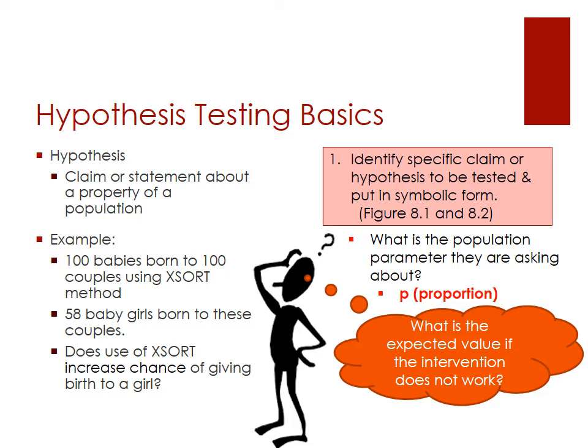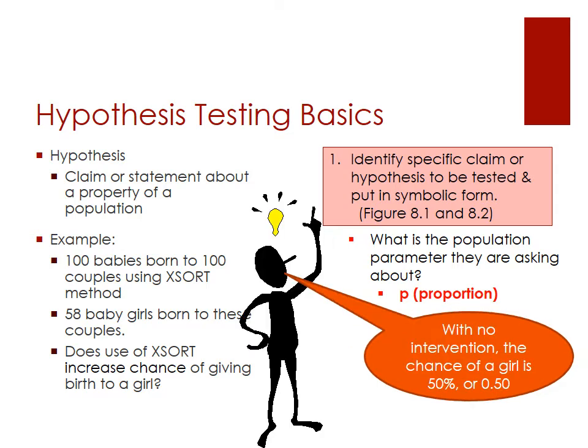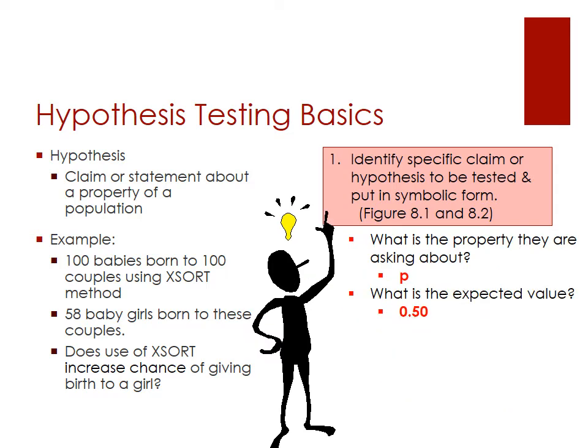Okay, so the next thing we need to do is, what is the expected value if the intervention does not work? So if nothing happens, if this XOR method does not work here, what is going to be the expected value? With no intervention, the chance of having a girl is 50% or 0.5. So there's the answer for that particular question.